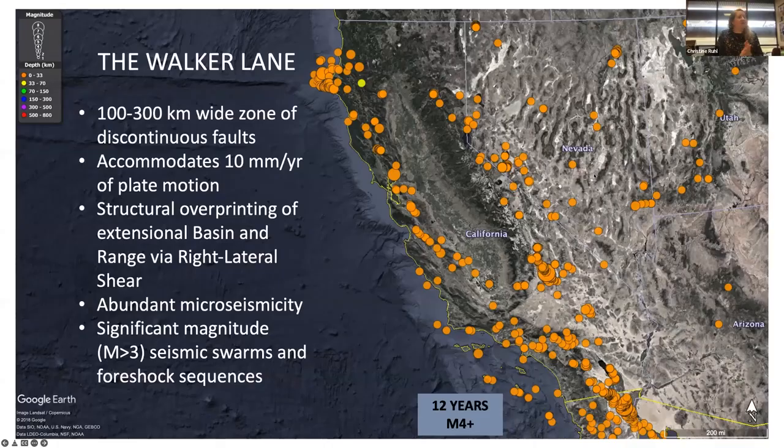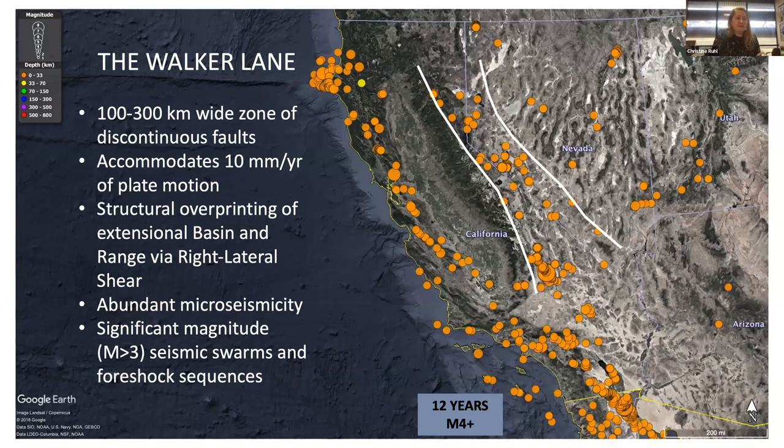Okay. So the Walker Lane is the study area that I'm looking at in the Western US. Everybody knows about the San Andreas fault system, right? Some of the motion comes up through the Walker Lane, which is basically between the Basin and Range and the Sierra Nevada tectonic block. It's this wide discontinuous zone of faulting, and it has all these moderate magnitude earthquakes in it. Right here, I'm showing only magnitude 4+ for around 10 or 12 years.